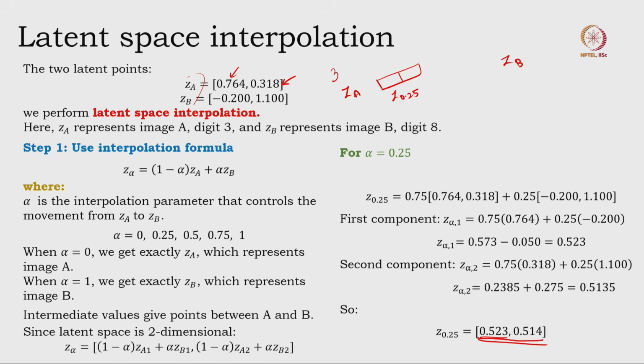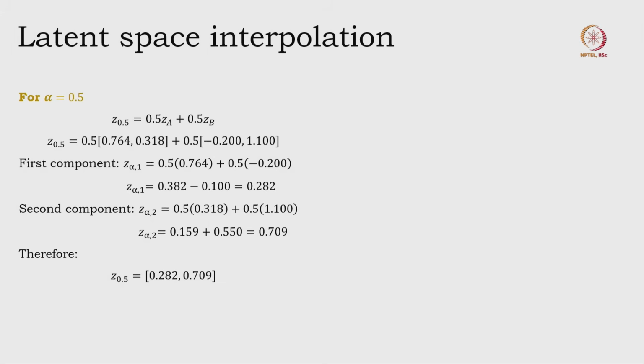So, when this value is passed to a decoder, the decoder will generate an image very close to 3. Are you getting this? Right? Yes. Now, in a similar way, the alpha value is 0.5, so you perform the same calculation once again. Since alpha is 0.5, 1 minus 0.5 is 0.5, and alpha as it is is 0.5.